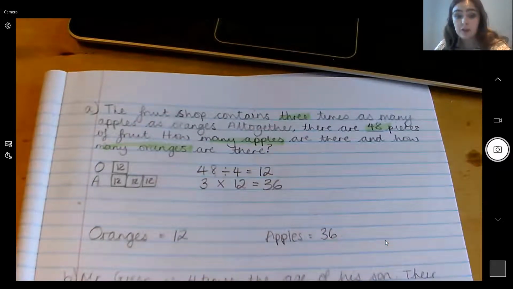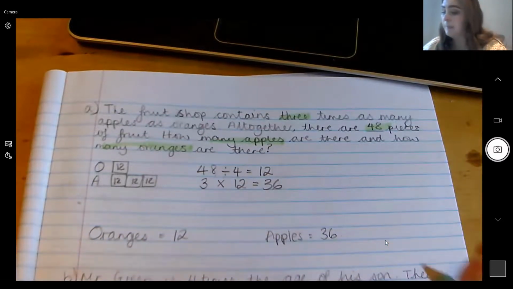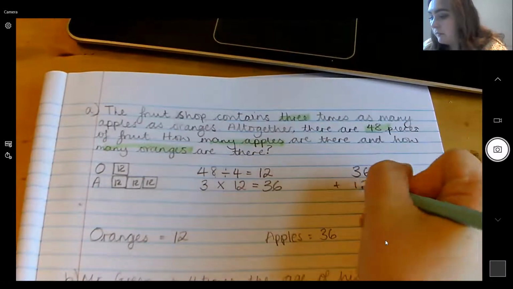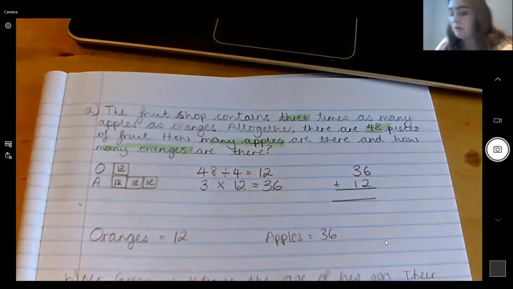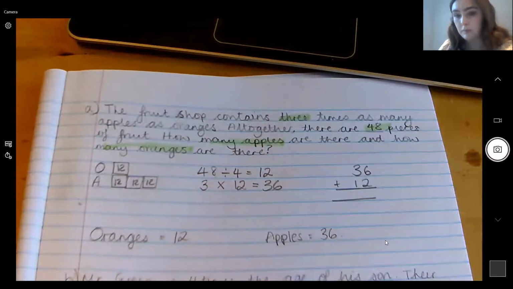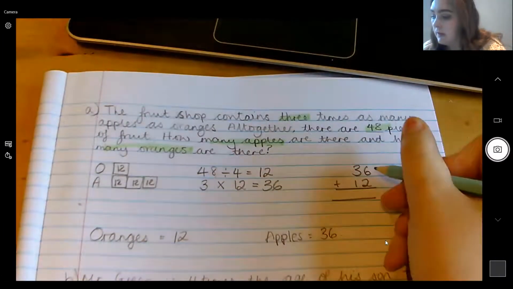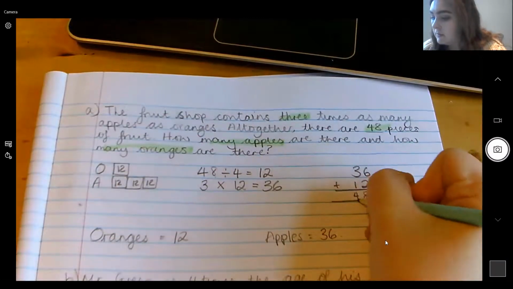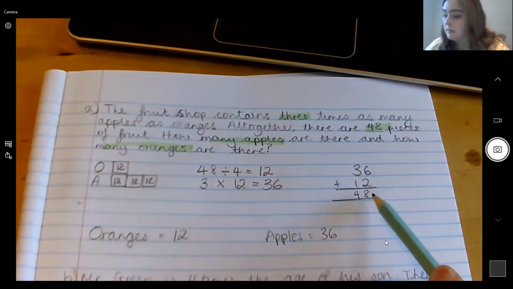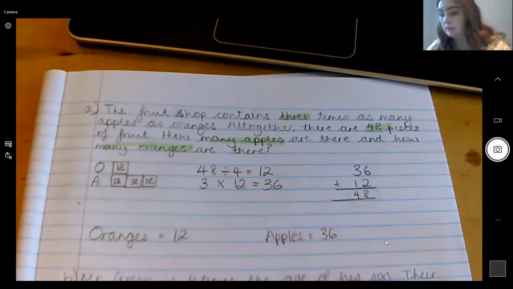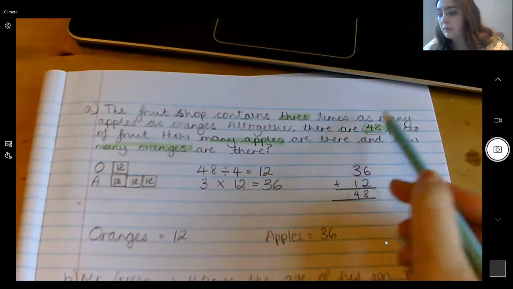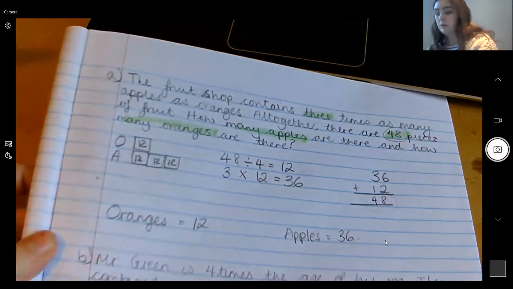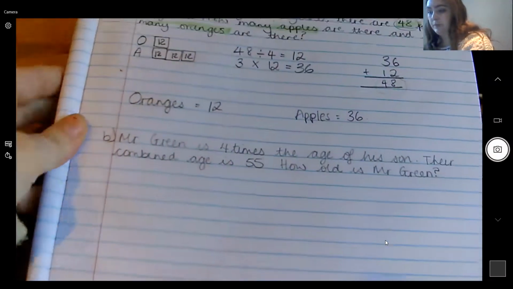Now, one way that we can check to see if we are correct is by doing 36 add 12. So we're adding together how many oranges we have and how many apples we have. And if we do this, we can see that we have got the correct answer because we have got 48 altogether, and we know that there are 48 pieces of fruit. Let's move on to the next question.